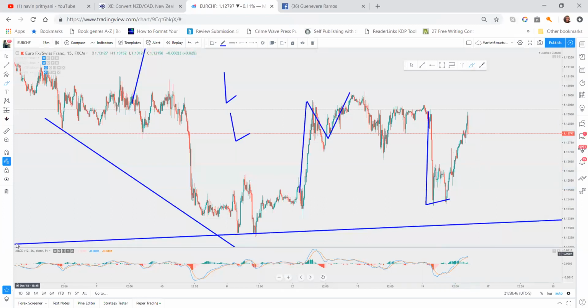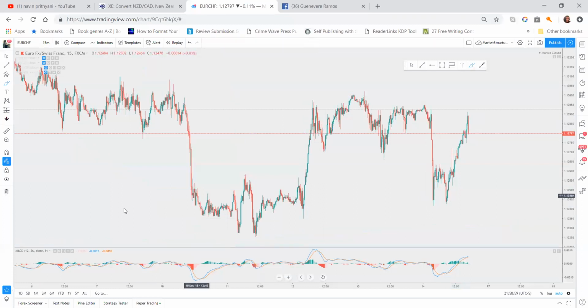What this did here, it gave you a flag, but then it started making what we call an ascending channel. So if we take all this off, so I can draw that for you. See, Swiss franc pairs consolidate a lot and they don't make really pretty flags. So that's why I was saying you have to get to know that pair and how it moves.